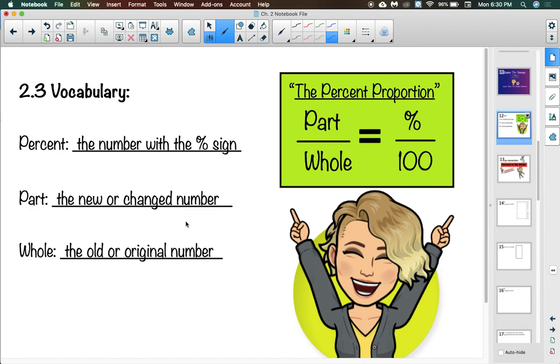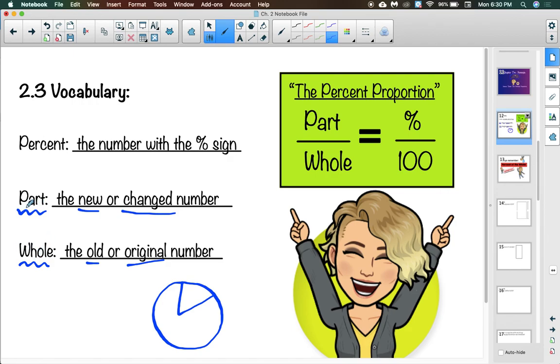Part. Part is the new or the changed number, okay? New or changed number. Remember that. That's going to be very helpful to us. It's the new number or the number that we changed into something new. And the whole is our old number or the original number. A lot of times we think about part and whole as the whole being a whole pizza and part being a slice of pizza. And that's true, that is part and whole. But there are other ways we can use this concept of part and whole, and that goes along with old and new. Okay, the old number is the whole, the new number is the part.